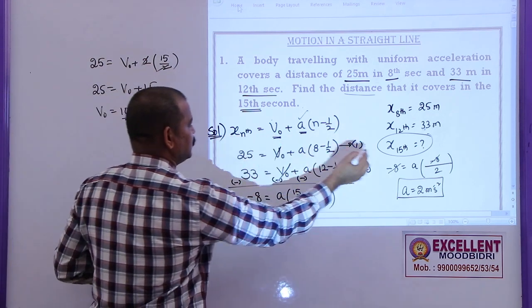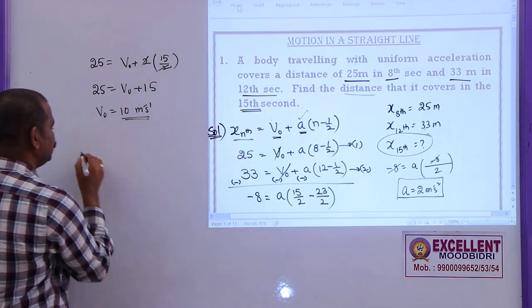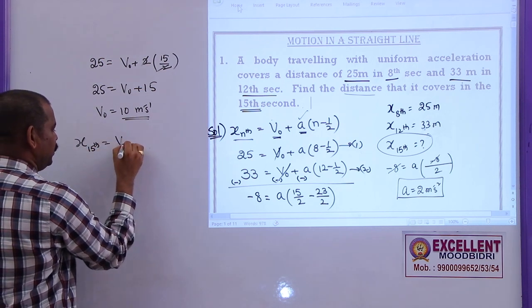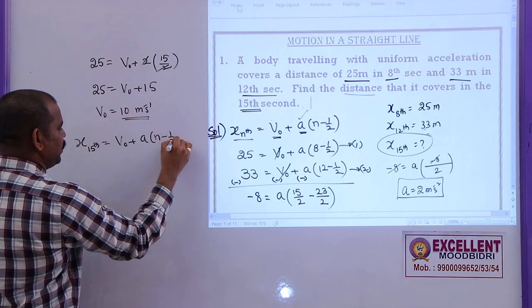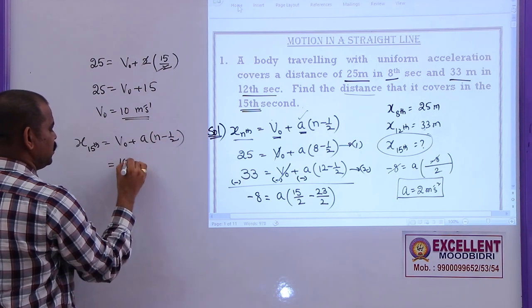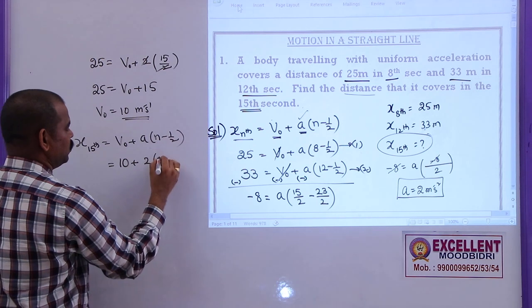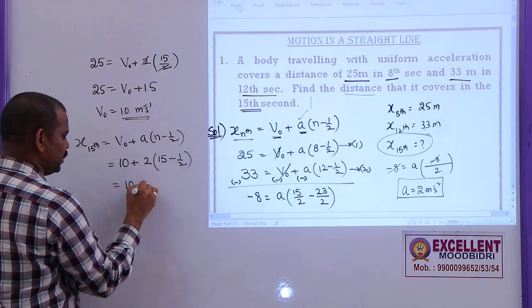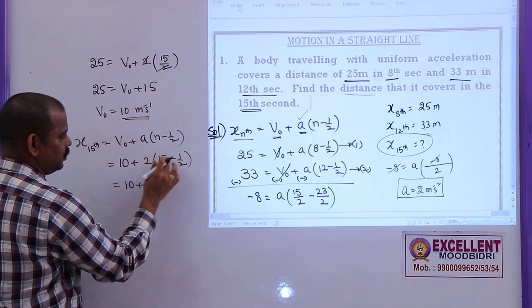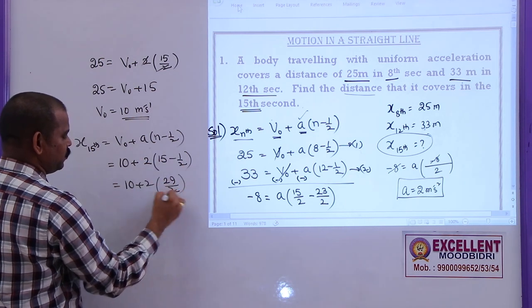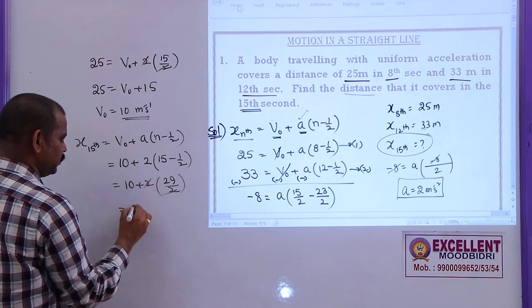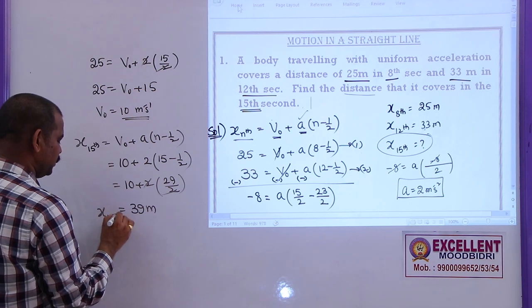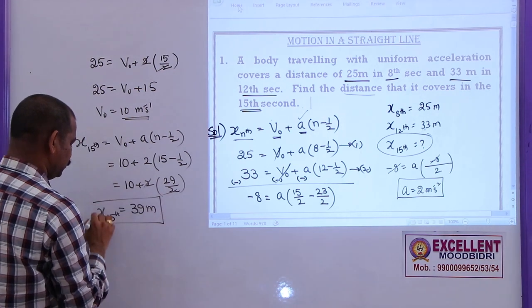Now, I need the displacement in the 15th second by using this formula. Displacement in the 15th second is given by V naught plus A into n minus half is the formula. V naught just now I got 10, A is equal to 2, n is 15 minus half. So, this is 10 plus 2 into 30 minus 1 by 2, that is 29 by 2, the 2 cancels, and this will be 10 plus 29. So, this is 39 meters. This is the displacement of the body in the 15th second.